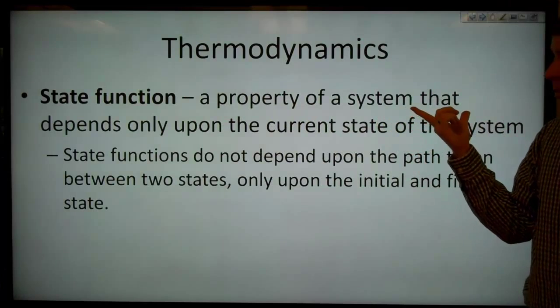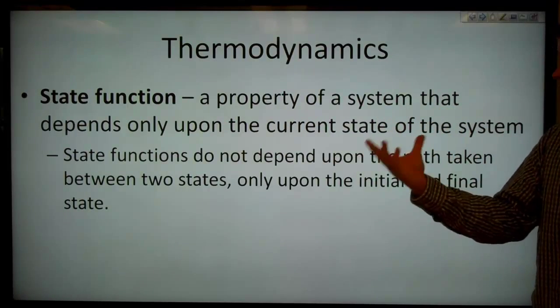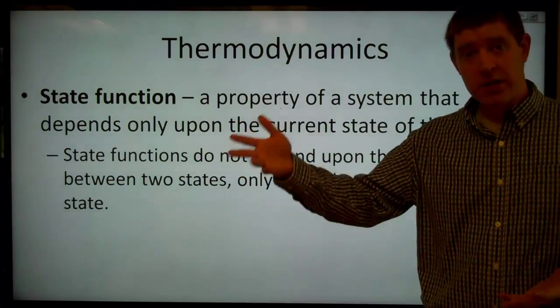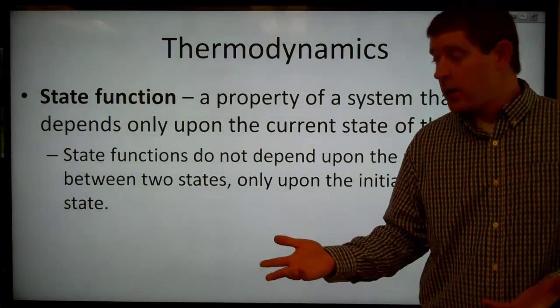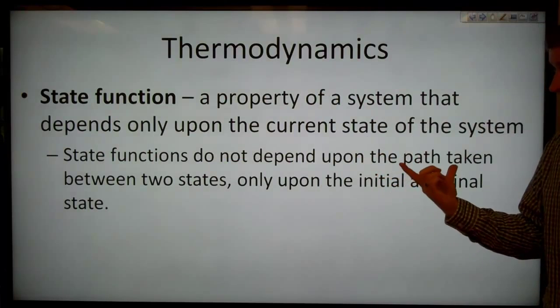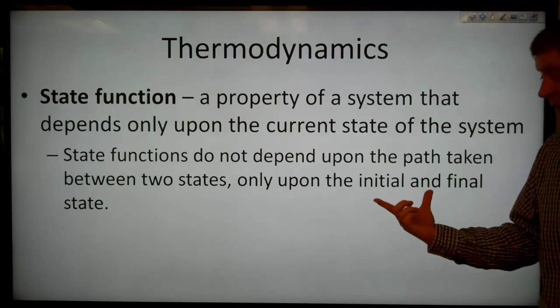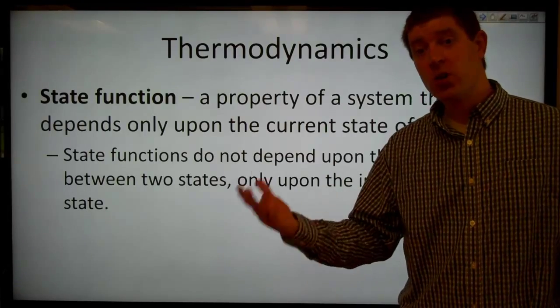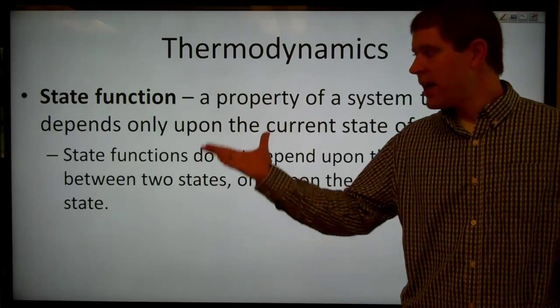A state function is a property of a system that depends only on the current state of the system. The current state, so the initial state and the final state. It doesn't matter what we did in between. So state functions don't depend on the path taken between these two states, only upon the initial and final states. So heat and work are path functions, something like total amount of energy, internal energy, that is a state function.